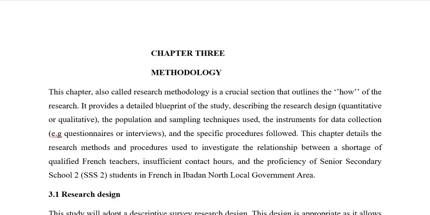Then for the sampling techniques, we have various sampling techniques. Like I said in our last class, we have probability sampling techniques and non-probability sampling techniques. All these are going to be showcased in your chapter 3. It just tells us the specific procedure we need to follow before we can carry out our analysis. It's just an outline. It's just like a proposal that shows what you intend to do in your chapter 4, and how you intend to achieve your aims and objectives in chapter 4.